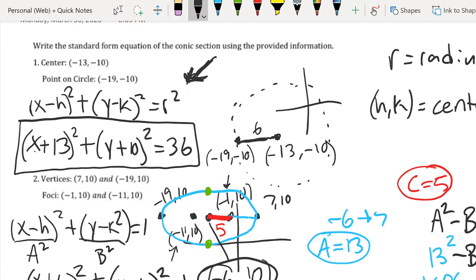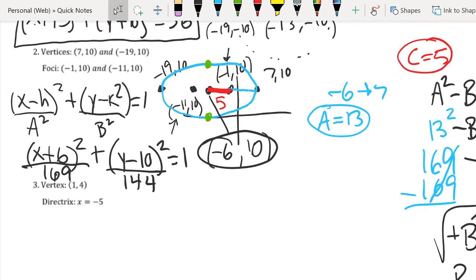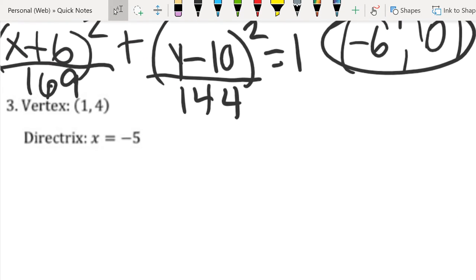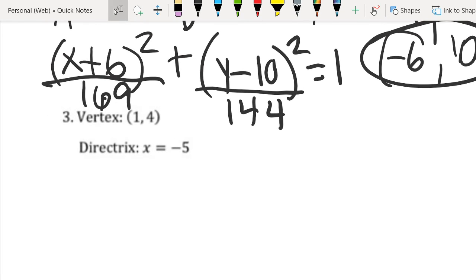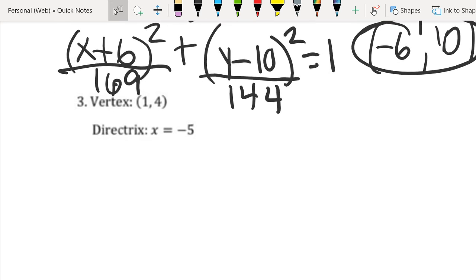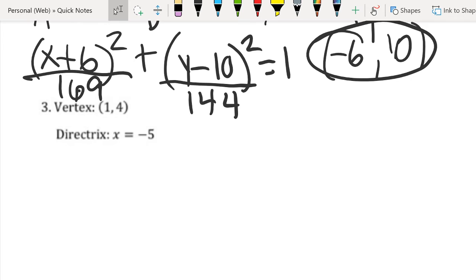And then b is 12, so b squared is 144. All right. So for the last one, let me zoom in a little bit here. For the last one, I have a vertex of (1, 4) and a directrix of x equals -5. So let's look at what that is.